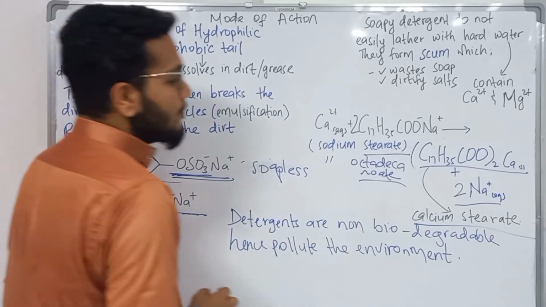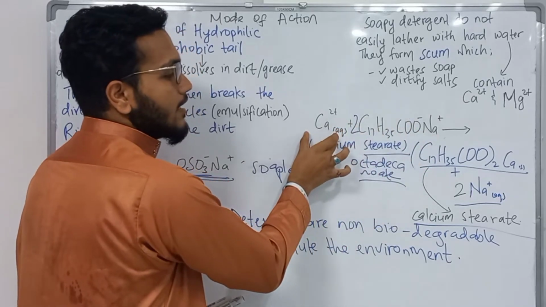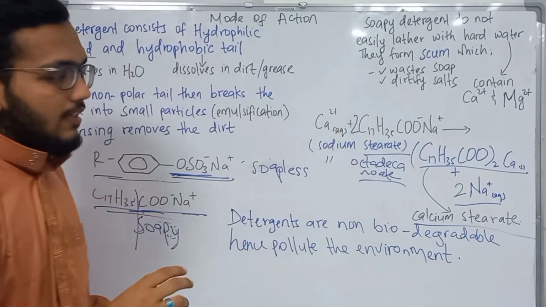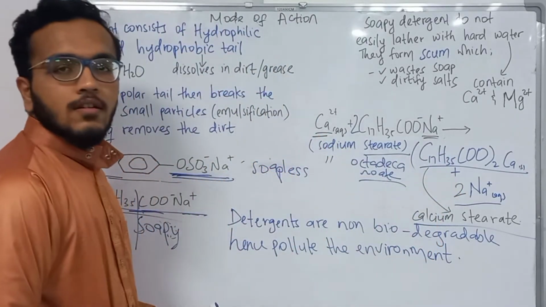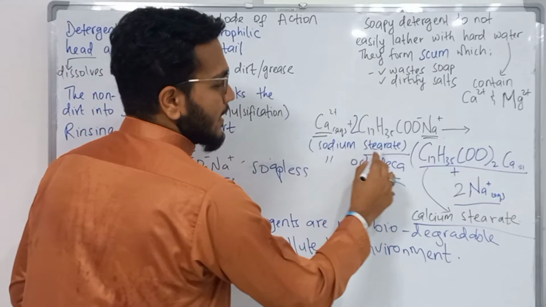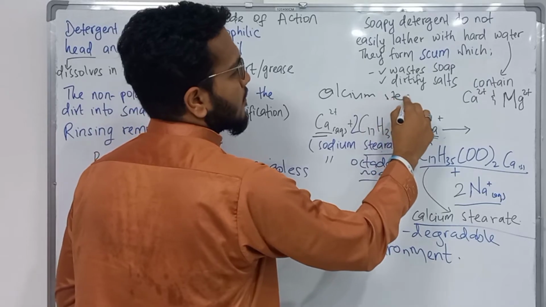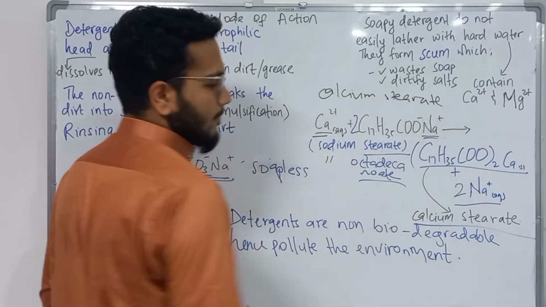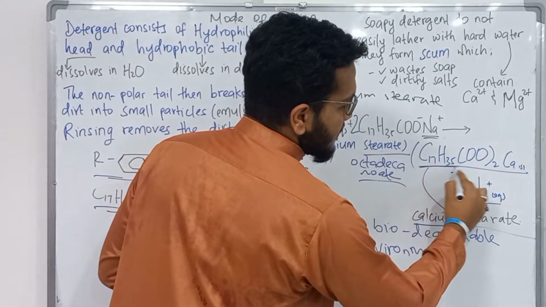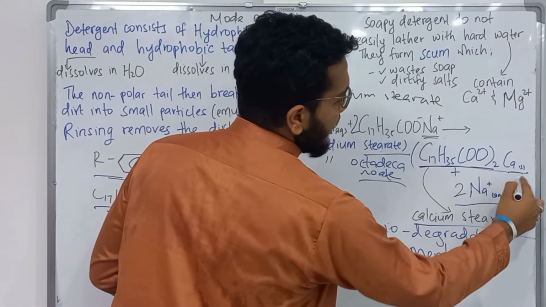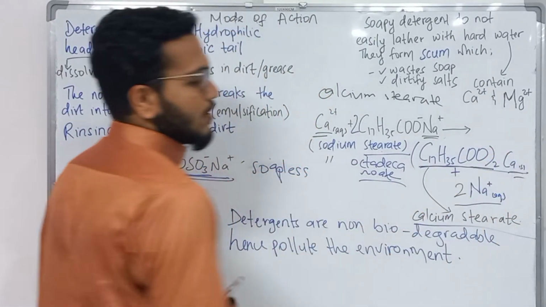So when sodium stearate, this compound, reacts with the calcium ions in the hard water, the calcium ions are replacing the sodium ions. So instead of sodium stearate, we will have calcium stearate. What's the formula for calcium stearate? It is (C17H35COO)2Ca. Why is the 2 here? Because calcium is valency 2.